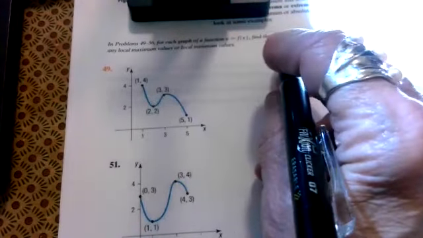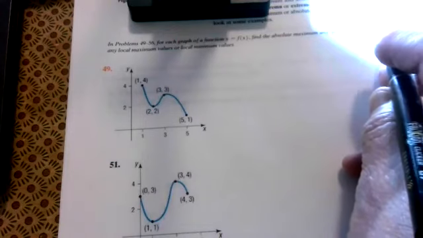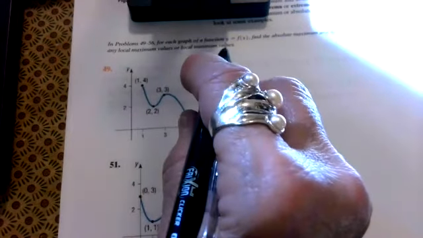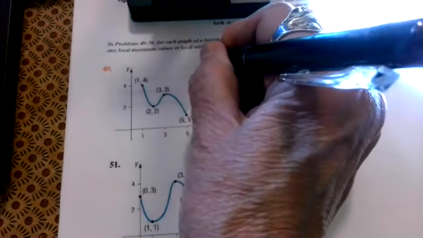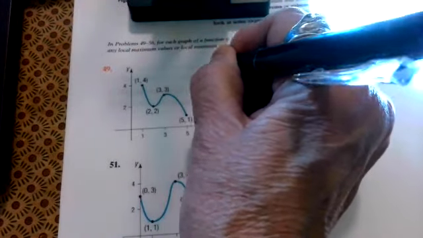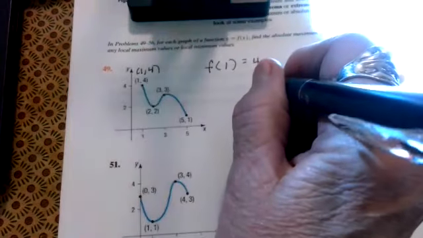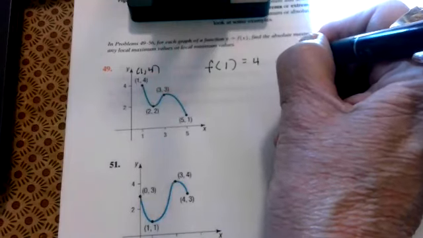Okay, so in these examples, we want to find the absolute maximum and the absolute minimum if they exist, and also identify any local maximum values or local minimum values. So let's start going from left to right, and the first x value is 1. So f of 1 equals 4. You can see that from here. This is 1, 4. This is an absolute max.